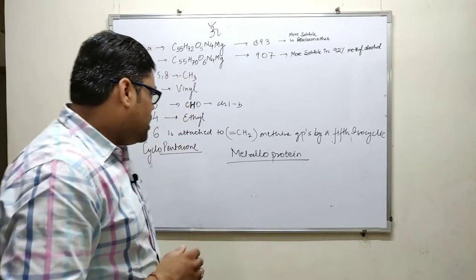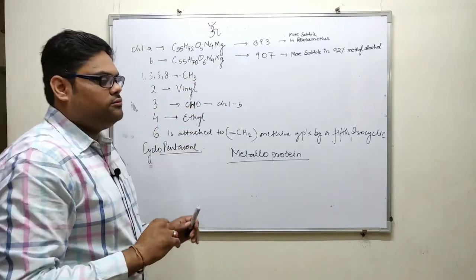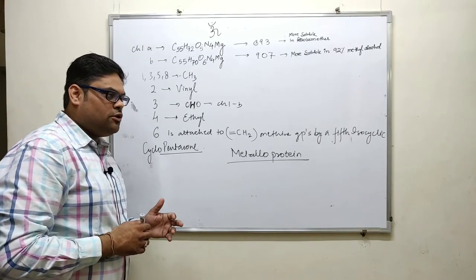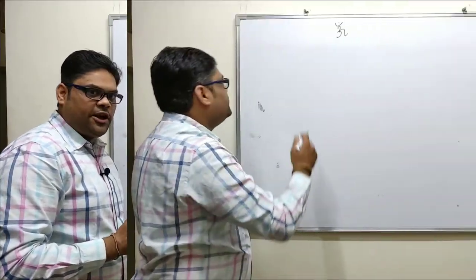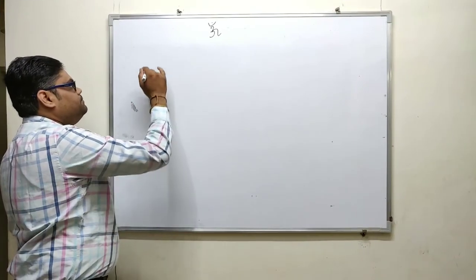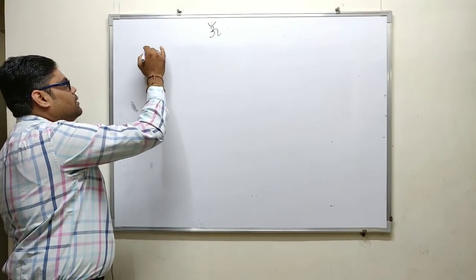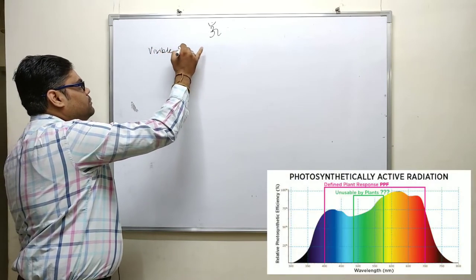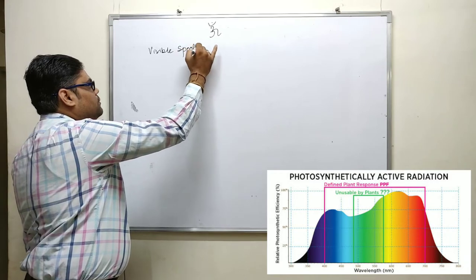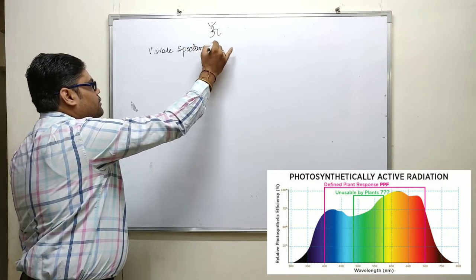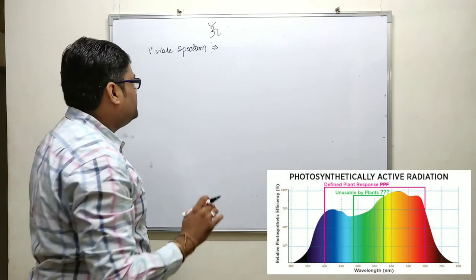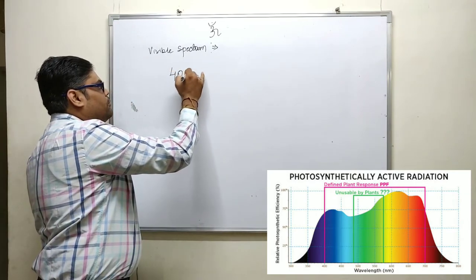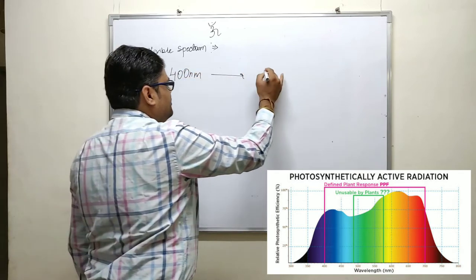Now, taking this topic further, what are the different types of radiations? What are the different types of wavelengths which affect the rate of photosynthesis? See, the visible spectrum which is involved in photosynthesis has a wavelength range of 400 nanometers to 750 nanometers.